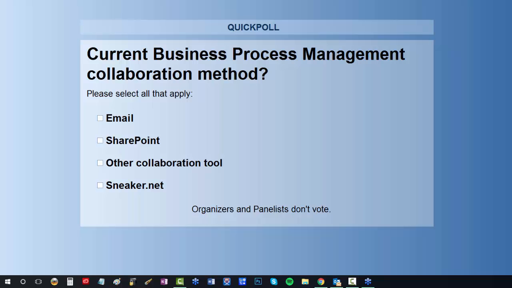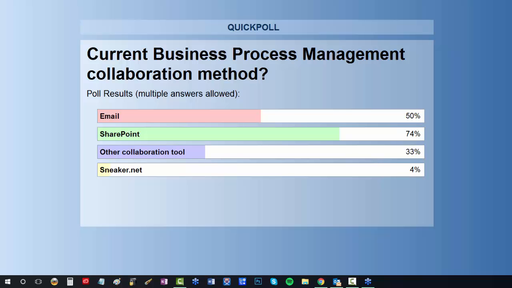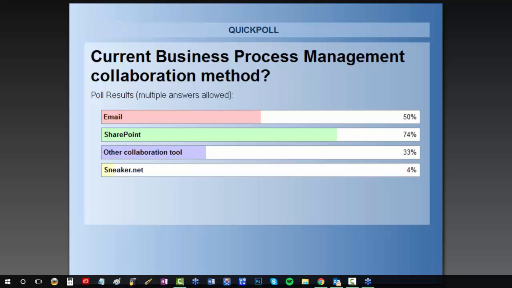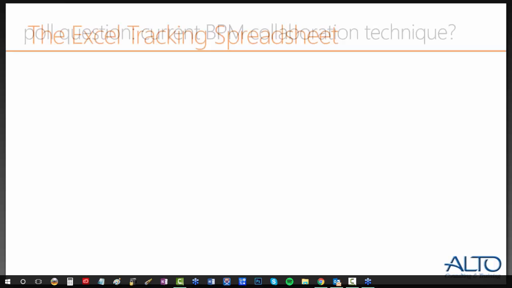We've got quite a bit of email. Oh, email just surged into the number 2 position here, so a lot of that going on. And a tiny amount of SneakerNet operations, so that's good to hear as well. ...do a better job with SharePoint and also eliminate most or all of that email.